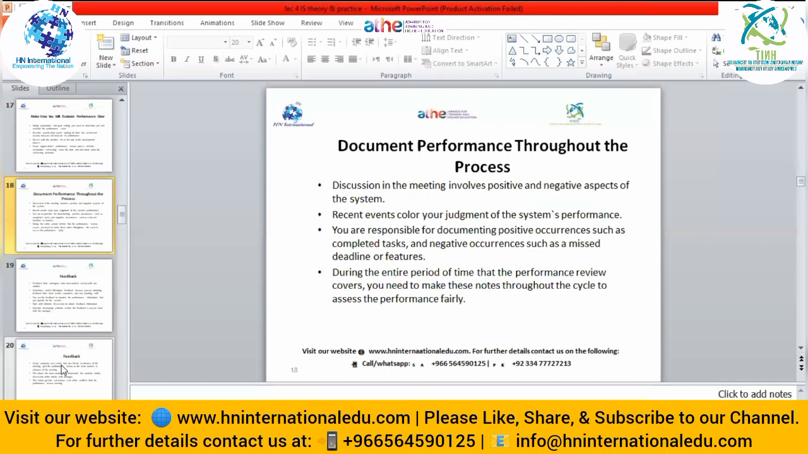Recent events color your judgment of the system's performance. Like if it is going towards the goal, we can color it green, or if we are going toward failure, we can color it red. So you are responsible for documenting positive occurrences such as completed tasks, and negative areas such as missed deadlines. So we can choose different colors for success points and missed points. During the entire period that the performance review covers, you need to make these notes throughout the cycle to assess the performance fairly.